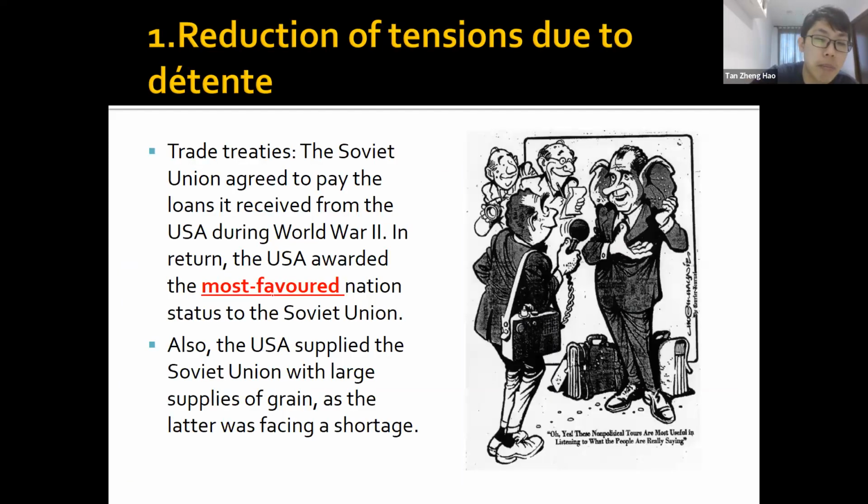And trade treaties, you can remember the most favored nation status. This means that the USA would treat the Soviet Union as a sort of equal trade partner. So maybe this could mean things like very little tariffs or less taxes, if you will. Okay, because remember when we trade with other countries, sometimes we like to impose taxes to collect some money and to protect your own local businesses. So when you say I'm your most favored nation to trade with, it means maybe I wouldn't have to tax you so much or don't tax at all. Okay, and the USA also supplied grain to the USSR. So these things were maybe unthinkable in the past, at the height of the Cold War.